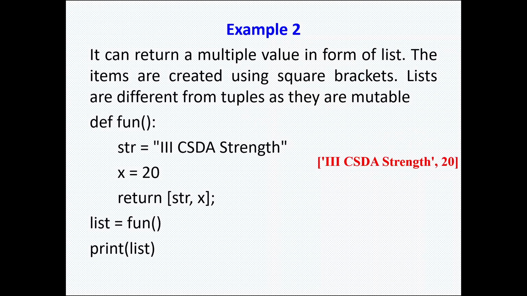In the same way, in example 2, it can return multiple values in the form of a list. The items are created using square brackets. Lists are different from tuples as they are mutable. So here we return in list format. So we used square brackets here. Return within square brackets. We list the return arguments.